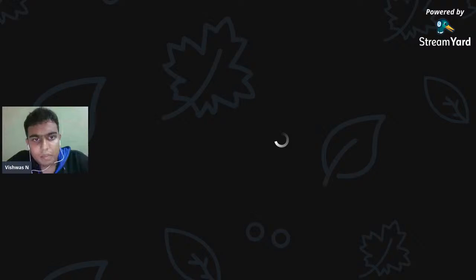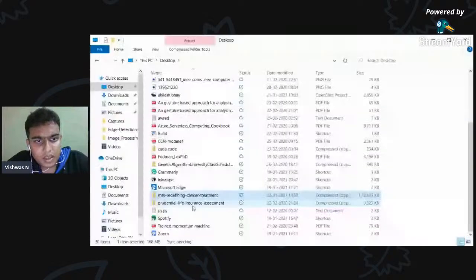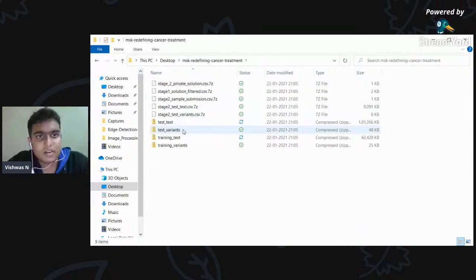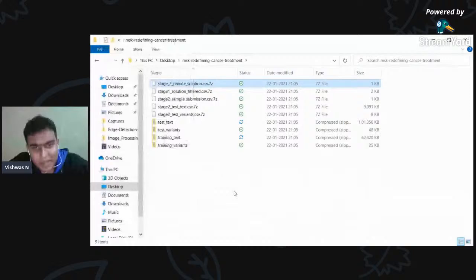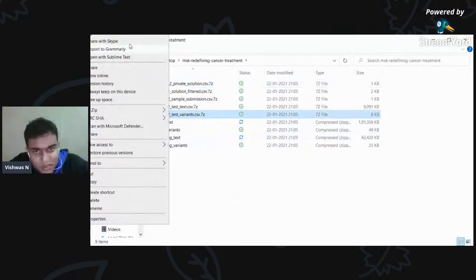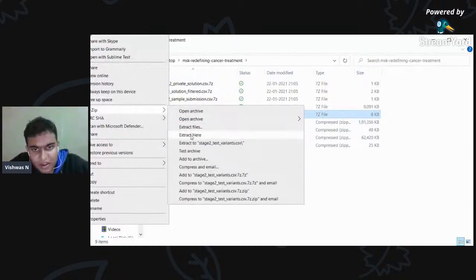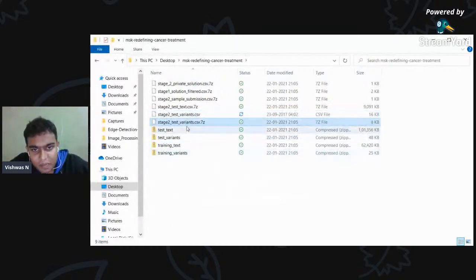Let me share my screen once again, the application window, desktop. MSK, where are you? Yep, it's here. Now when you think of such a data set, it's a 7Z file that has to be extracted. You need to install 7-Zip, then extract the file. So it's a CSV file now.